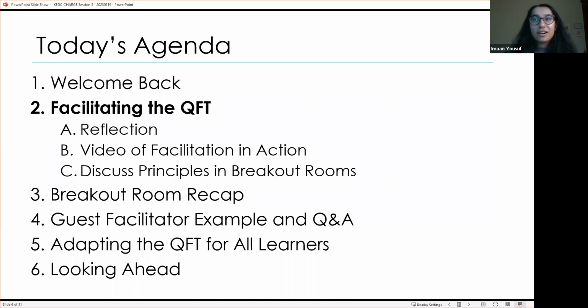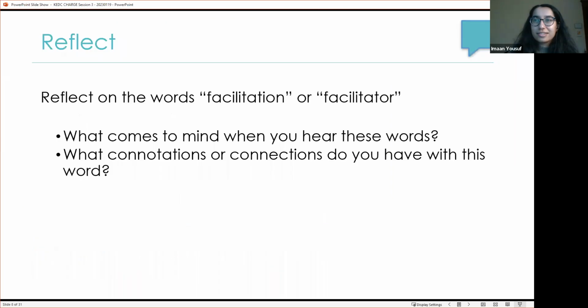As I said, our agenda today is focusing on facilitating QFT and looking at how you can really tailor the strategy to your own students. So I keep saying facilitate, facilitating, facilitator, and that's just because that's the special hat you wear as a teacher when you do the QFT. And it's not always intuitive.